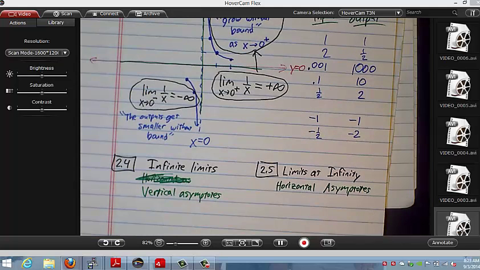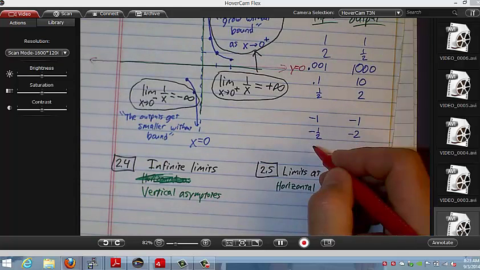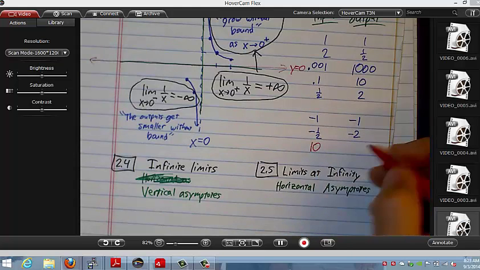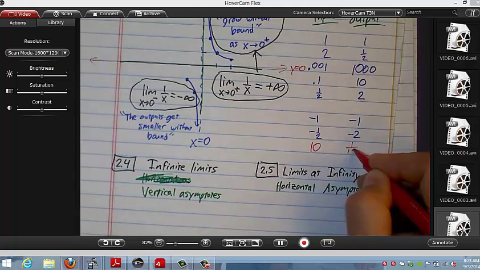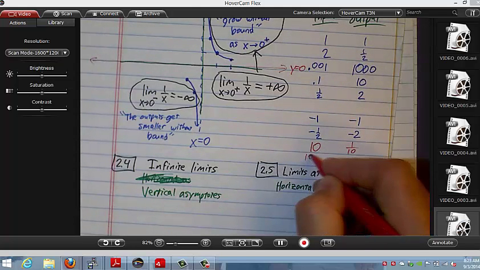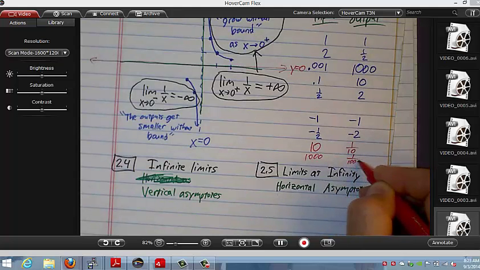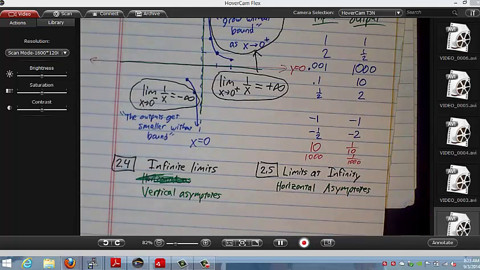So maybe I'll just give you a little bit of that now while this is on the board. There's a few more outputs that might make sense to do. What happens if you put in something like 10? What's the output? Well, 1/10, right? Or if you put in 1,000, 1/1000th. So as I put larger and larger inputs into the function 1 over x, I'm getting smaller and smaller values, getting closer and closer to what? Getting closer and closer to 0, right?